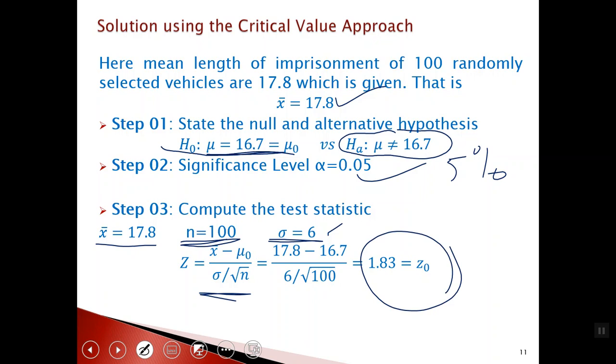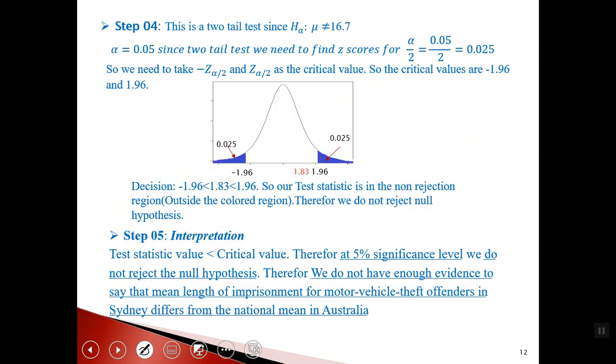Now which method are you going to use? I'm using the critical value approach first. Next we will use the p-value approach. First, the critical value approach. You have your Z value, 1.83. Since this is a two-tail test, you have to find the Z score value for alpha over two.